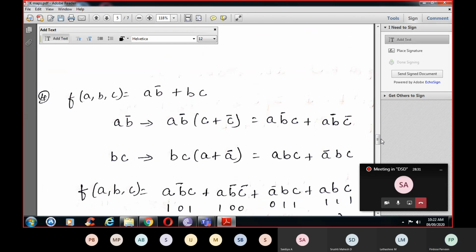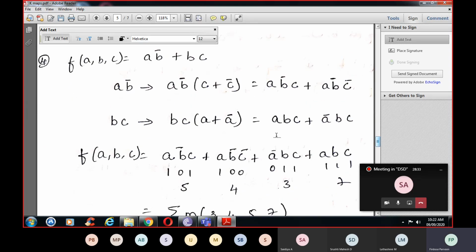So now they have given one expression. F of A, B, C is equal to AB bar plus BC. See here when you write, it becomes only 1, 0. But it is a 3 variable K-map. As it is, you are having 3 variables at the input side, A, B, C. 3 variable means you'll be having 8 cells. So now for this one, C is missing and here A is missing.